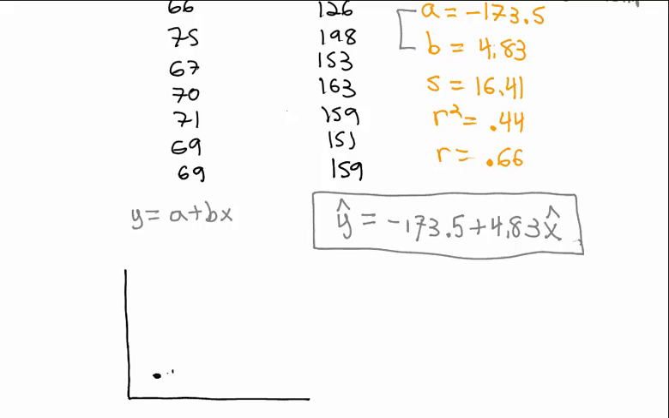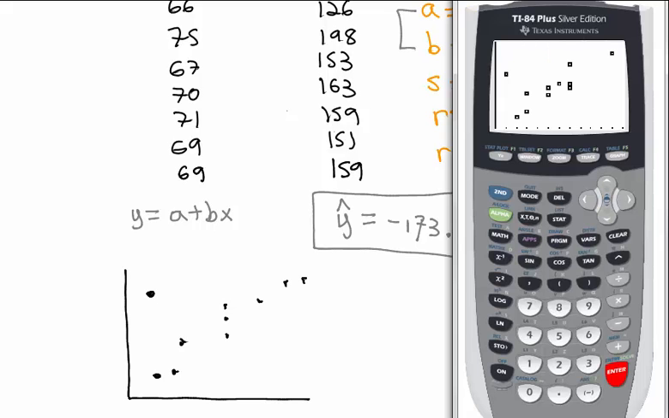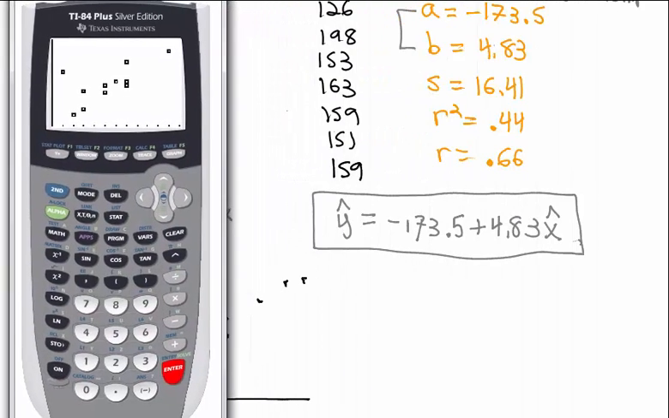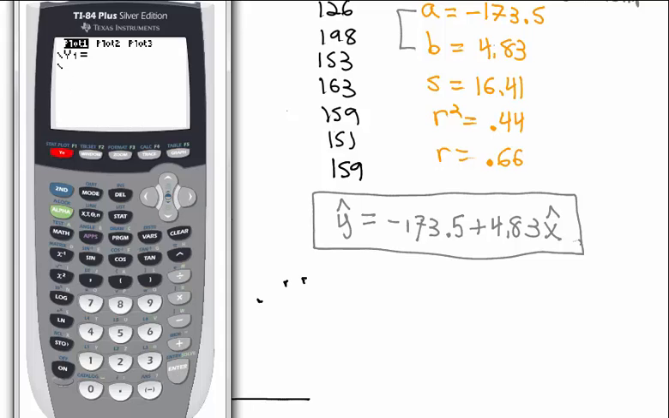You see a few dots down here, some that were right on top of each other. What's interesting is that there was one also up here. So that's my sketch, pretty close to what's going on. If we want to put in our equation, we'll hit y equals. And we'll type in our equation of negative 173.5 plus 4.83x. And the x is right next to the stat button. It says X, T, theta, n. And now if I hit graph, it's even going to stick that line of best fit in there.